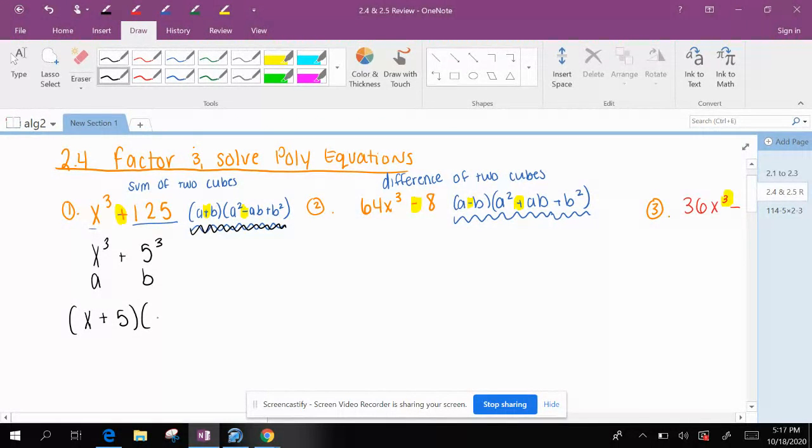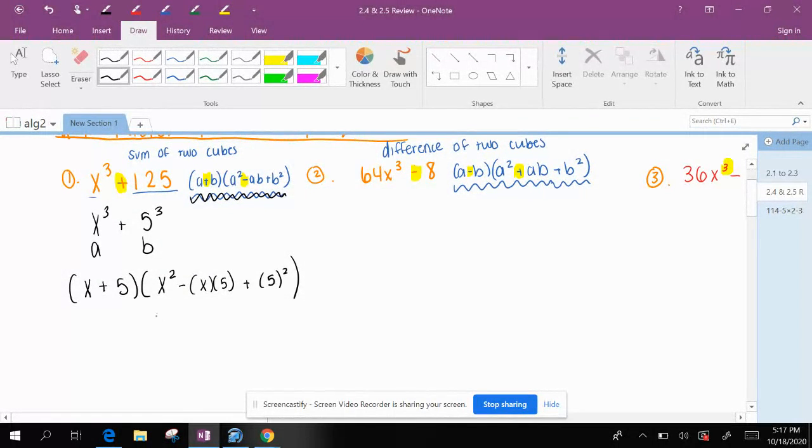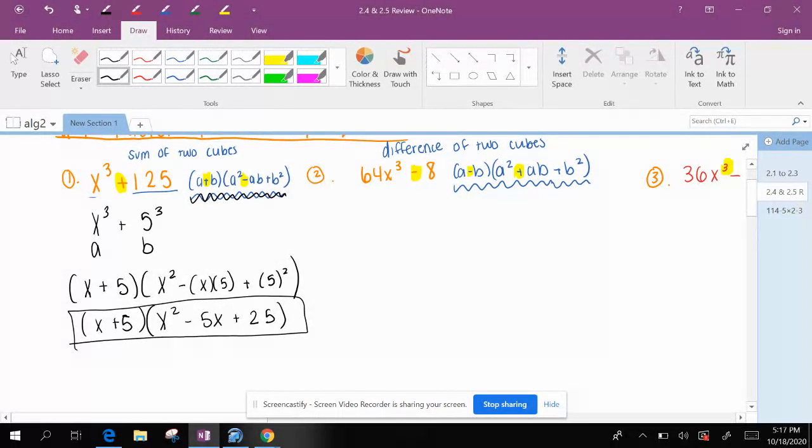Then in my trinomial, I have the first term squared minus my first term times my second term plus my second term squared. And then I just simplify. X squared stays the same. This I simplify to 5x because we always want the number in front. And the last term I simplify to 25. And then I'm done. No more factoring it down. This is as small as it can go.